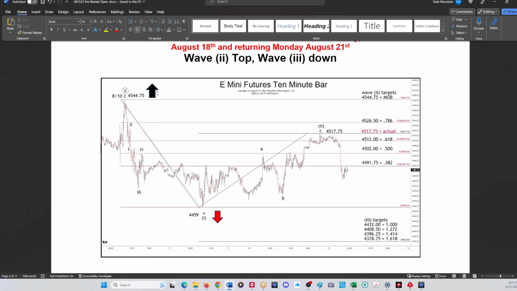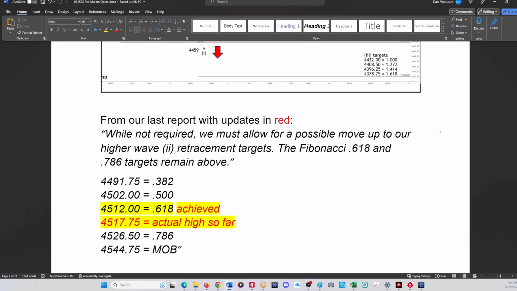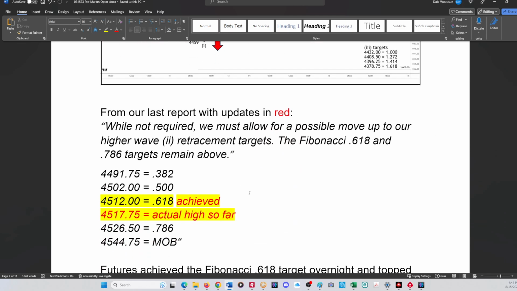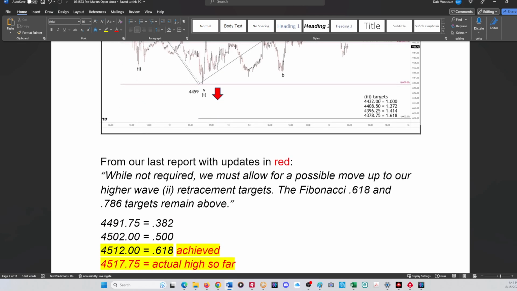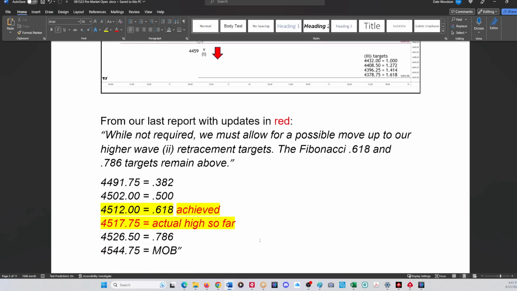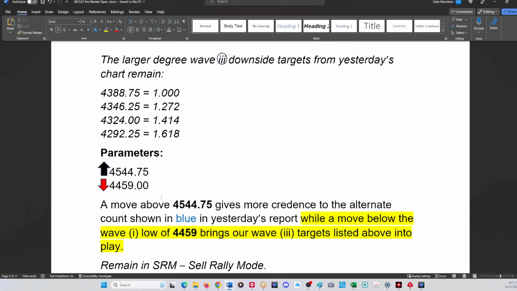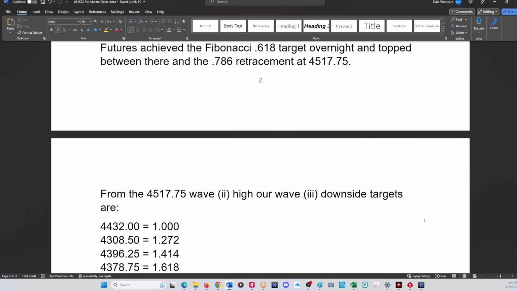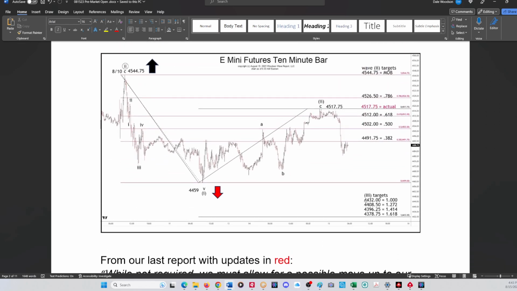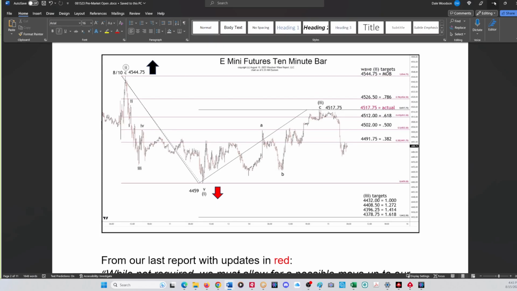This needed to hold. A move above here would give us bullish targets. A move below here gives us the wave 3 targets. Put this out pre-market open. There's where the market was, and there's that 618 was achieved up here, and there's that actual high for wave 2, and then there's, I think, our parameters. Yeah, here we go. The 44.59, a move below 44.59 brings our wave 3 targets into play, and there are the wave 3 targets there, and that was the pre-market open.